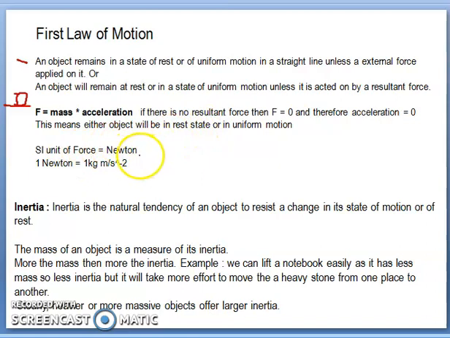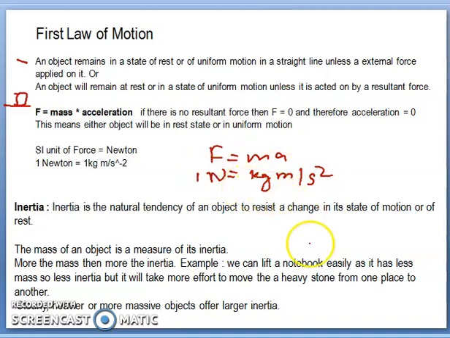The SI unit of force is Newton. So how can we find 1 Newton? F is equal to mass into acceleration. The SI unit of mass is kg and the SI unit of acceleration is meter per second square. So that's why 1 Newton is equal to kg meter per second square.